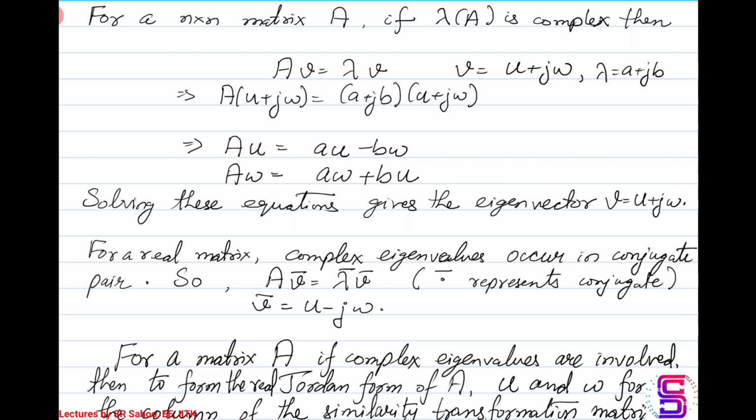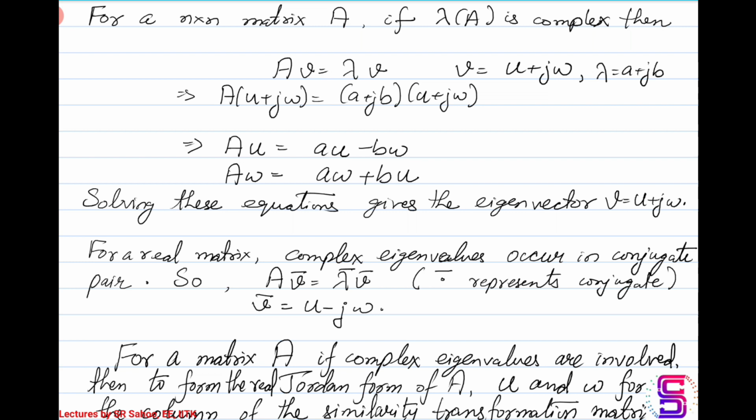If I substitute the expressions for V and lambda, then A acting on the real part of the eigenvector, U, is the real part of the eigenvalue times the real part of the eigenvector minus the imaginary part of the eigenvalue times the imaginary part of the eigenvector. Similarly, A acting on the imaginary part of the eigenvector W is as shown here. Please note that what we are discussing is the ordinary eigenvector. A similar analysis can also be carried forward for the generalized eigenvector as well.